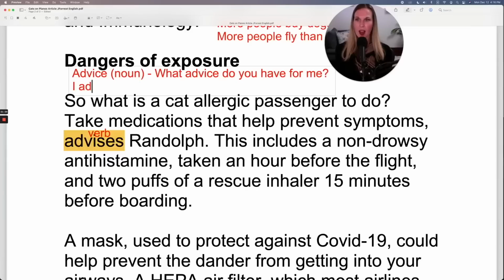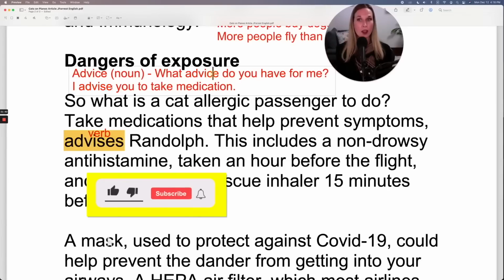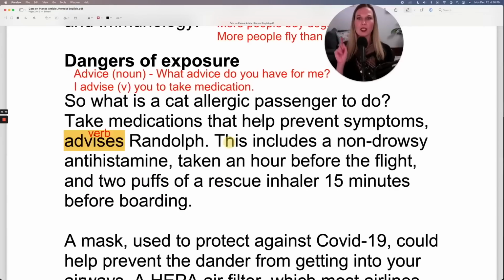And I can say, I advise you to take medication. Advise, advice. So notice the pronunciation difference. Advice, advise. Advice, advise. This is our noun and this is our verb. Spelling difference and pronunciation difference as well.